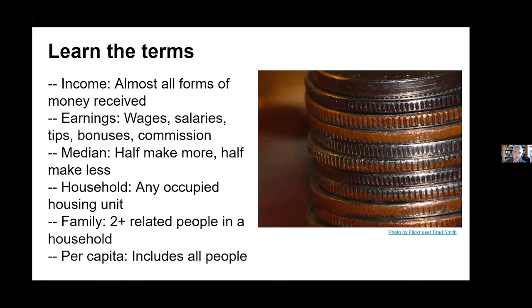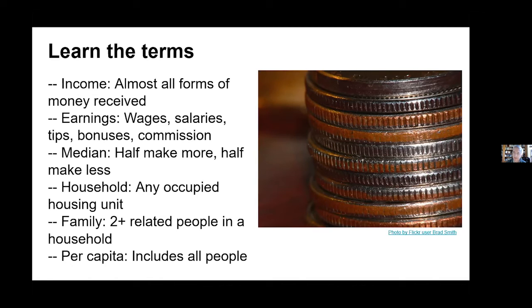Which brings me to a couple of definitions. A household is any occupied housing unit. That's important because more than a quarter of the households in this country are just one person. Families, which is what you might normally think of as the people who live in housing units, are defined as two or more related people who live together. It's a little hard to define, but you can see that households would include people who live alone, but also roommates who live together.